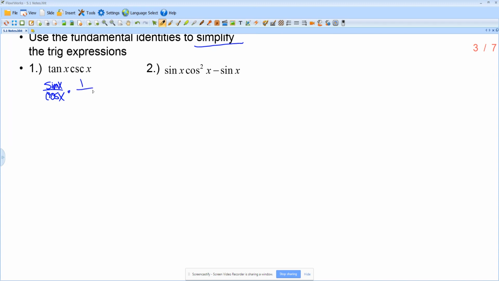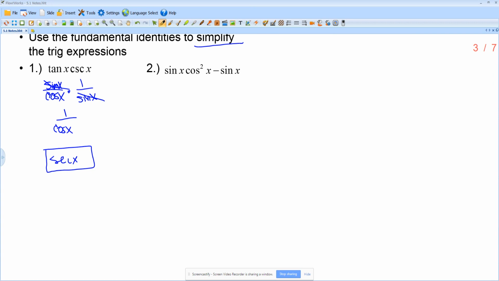Cosecant is 1 over sine x. Well, this is pretty convenient because now the sine x over sine x can cancel, and I'm left with 1 over cosine x. 1 over cosine x, well, that's the same as just secant x. I can't simplify this any further, so I would leave that as my final answer.